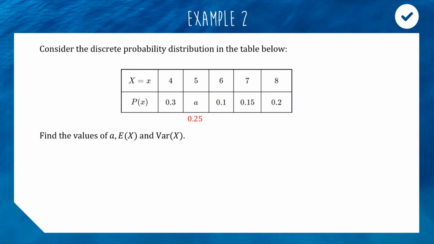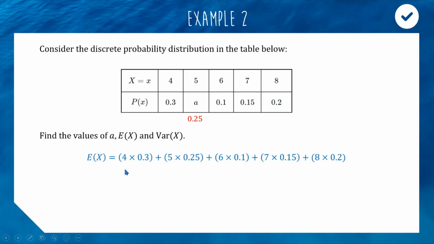Now we're going to find our expected value. Once again, taking our outcomes and multiplying them by their probabilities and adding them all together. We've done this many, many times before. Okay, this calculation gets us an answer of 5.7.